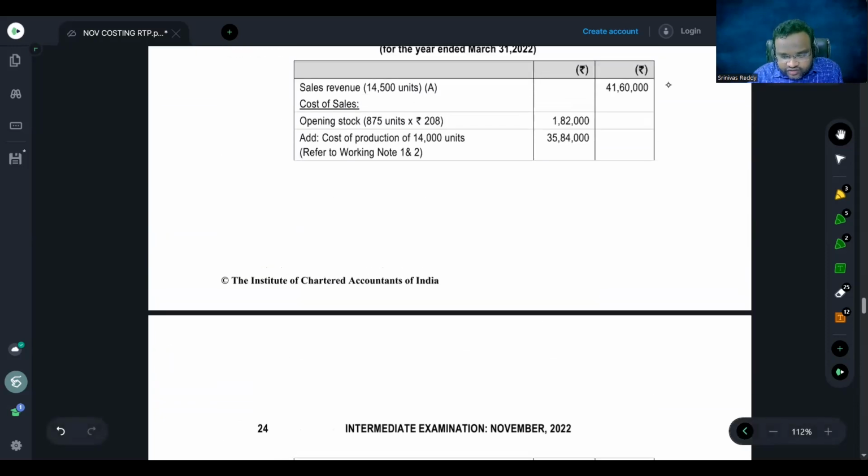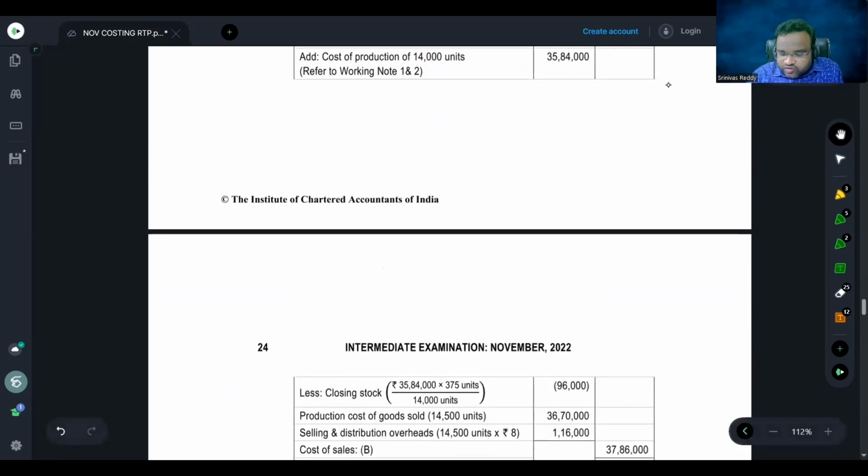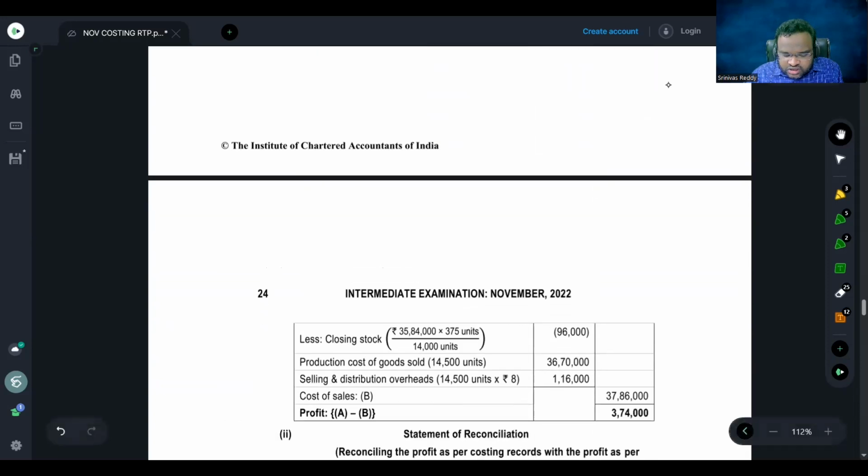So 35,84,000 is for production of 14,000 units. The closing stock units of 375. So production cost of goods sold, you have added selling and distribution overheads, you got the profit as per cost accounts. So we need to do the reconciliation between the financial accounts as well as the cost accounts.